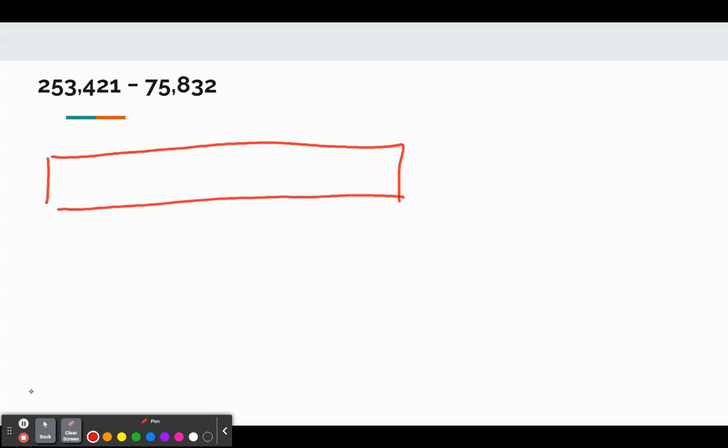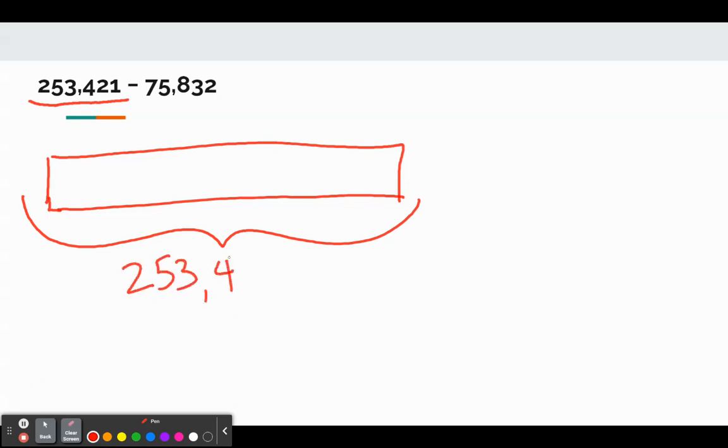Okay, so we know that we have 253,421. So that is our total. That's what this whole portion is going to represent. 253,421. And we know that this portion is made up of 75,832. And then we have some mystery over here. We're not sure how much this is. I'm going to go ahead and label this with a question mark. We're not sure how much that's going to be. So let's go ahead and do the standard algorithm to figure out how much this portion is going to be.